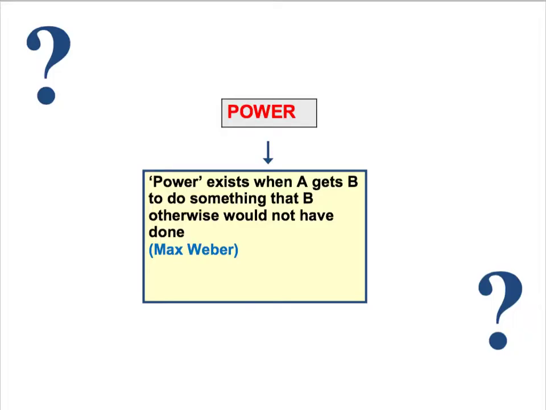So let's start with a definition of power. We're going to draw upon the work of Max Weber initially, who was one of the founding fathers of sociology as a discipline. Weber defines power as a social relationship. So he says that power exists when person A can get person B to do something that person B otherwise would not have done. So power in Weberian terms is about this kind of ability to get your own way even when other people resist.